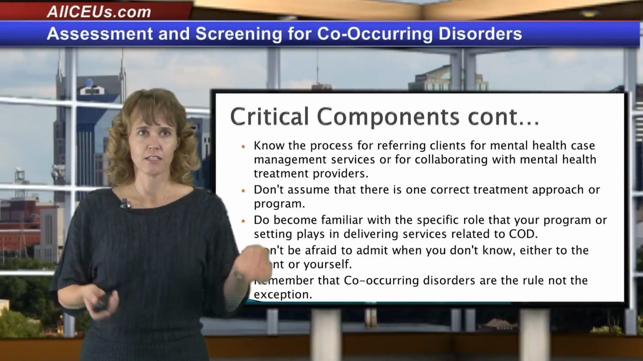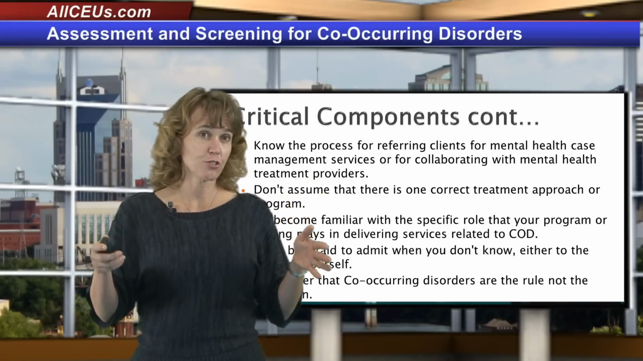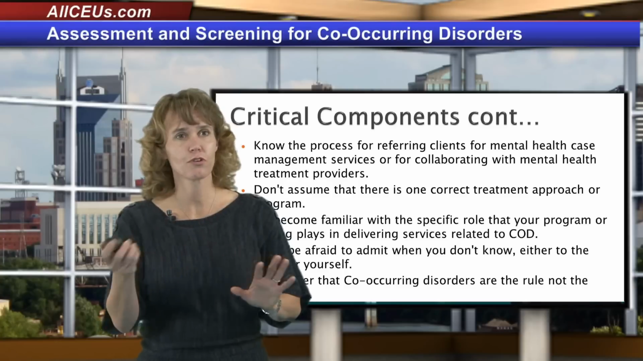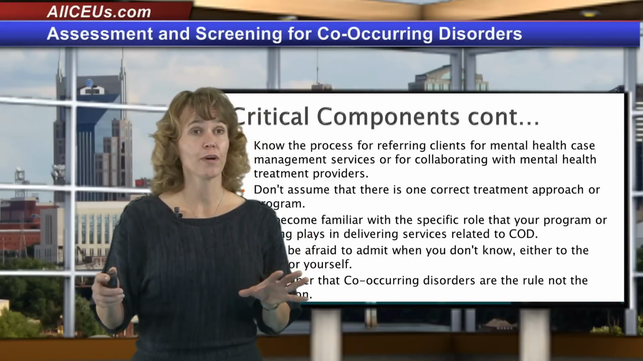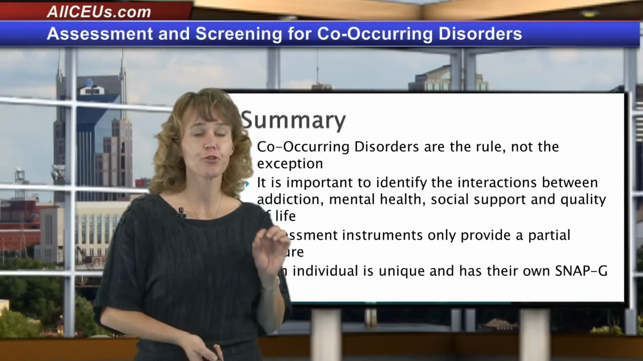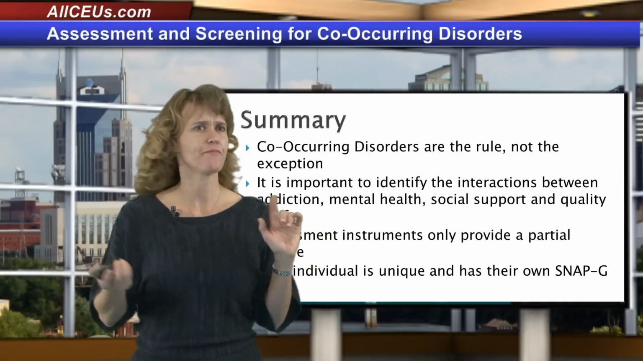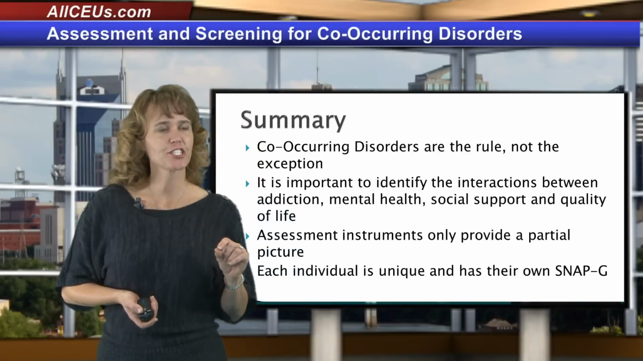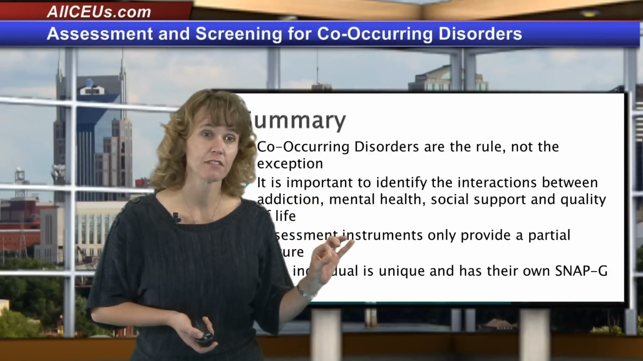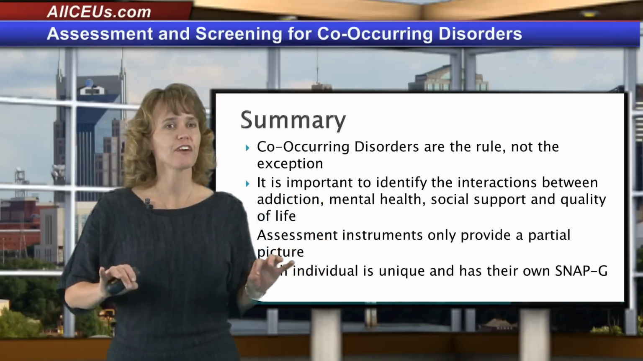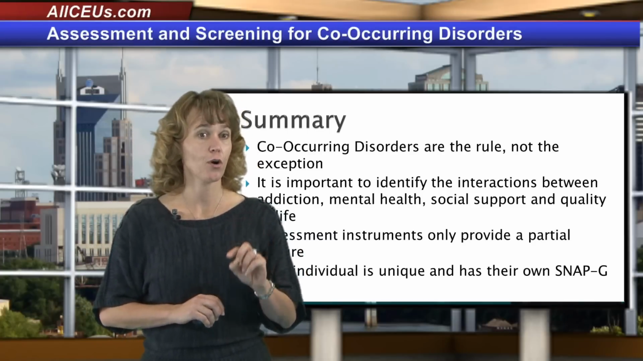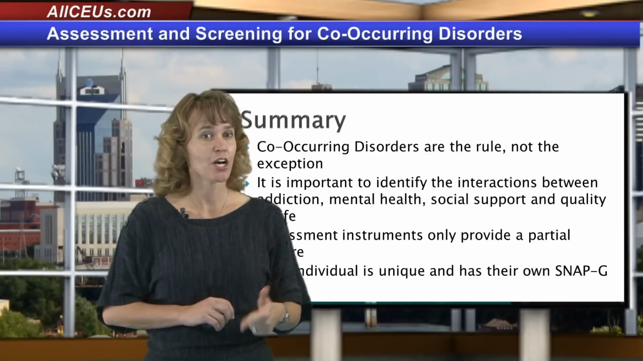We expect if somebody has a substance use disorder, they probably have some sort of mood or personality disorder, generally mood disorder, also going on that needs to be attended to. Co-occurring disorders are the rule, not the exception. Where did I hear that? It's important to identify the interactions between addiction, mental health, social support, and quality of life. Assessment instruments will only provide you a partial picture, and each individual is unique and has their own strengths, needs, attitudes, preferences, and goals.